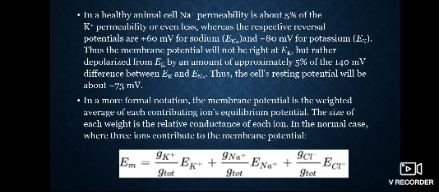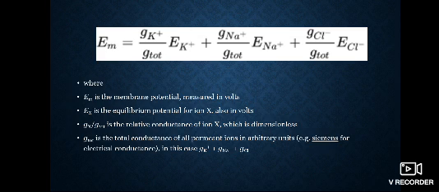Thus, the cell's resting potential will be about minus 75 mV. In a more formal notation, the membrane's potential is the weighted average of each contributing ion's equilibrium potential, the size of each weight being the relative conductance of each ion. In the normal case, where three ions contribute to the membrane's potential, Em equals (GK/GTOT) EK plus (GNa/GTOT) ENa plus (GCl/GTOT) ECl, where Em is the membrane's potential measured in volts.